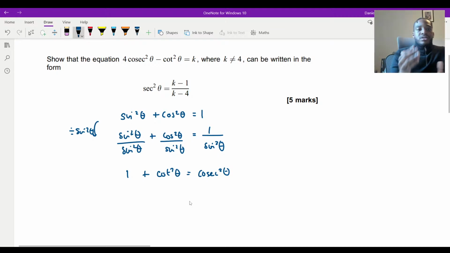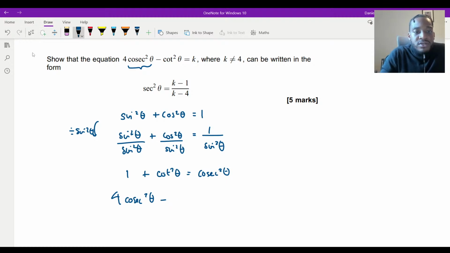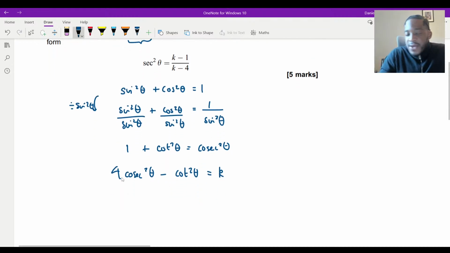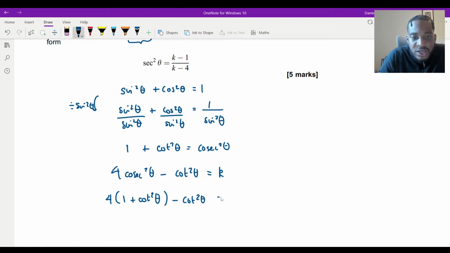Now, because I've got cosec squared and cot squared, it would make sense for me to rewrite this as 1 plus cot squared. So I'll write it out again. It's going to be 4 cosec squared theta minus cot squared theta is equal to k. And then I know that cosec squared is 1 plus cot squared. So I'm going to write this as 4 bracket 1 plus cot squared, minus cot squared theta is equal to k.